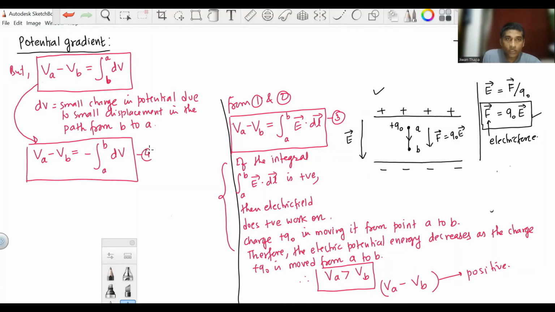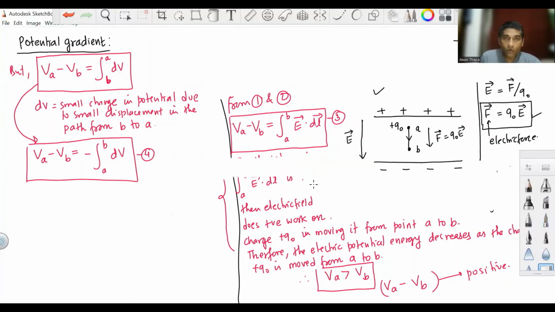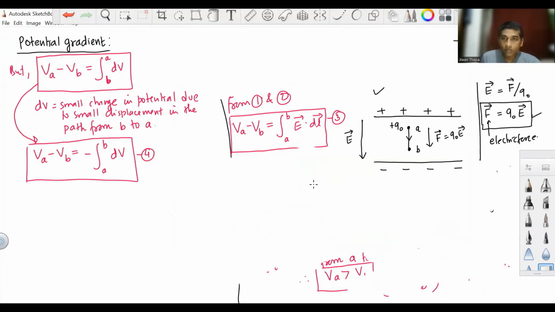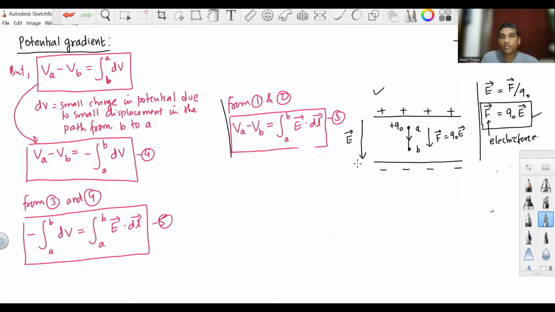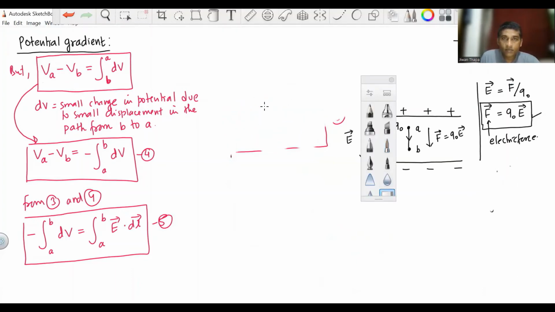So let us call it equation 4. Now we can equate equation 3 and 4. Now from 3 and 4, we can write minus integration from A to B dV equals integration from A to B E, that is electric field, dot displacement. So we have this relation. So let's call it equation 5. So I'm erasing this. Let me keep this.